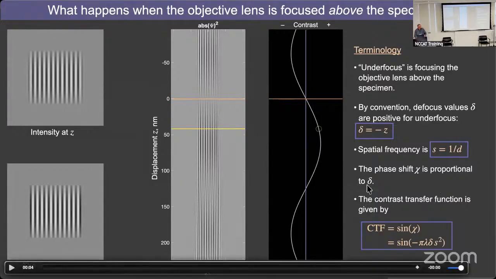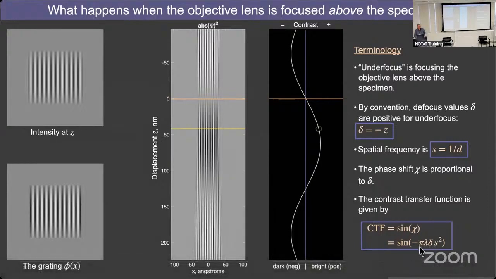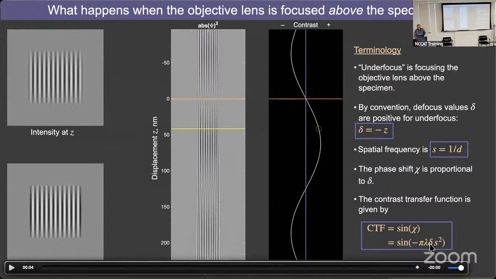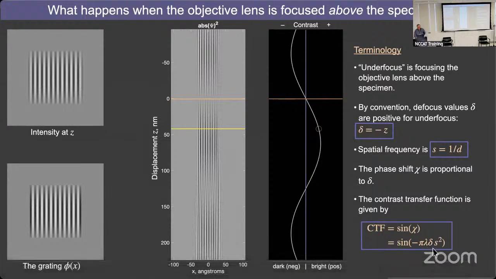Now the phase shift is proportional to the amount of distance to this defocus quantity. And so we can write down the contrast transfer function using the quantities I've talked about before. We'll see that in a minute. It's a sine function, sine of minus pi lambda delta s squared. So you fix s, the grating periodicity, and as you vary the defocus, this gives you a sine function that is varying as you move above or below the specimen.